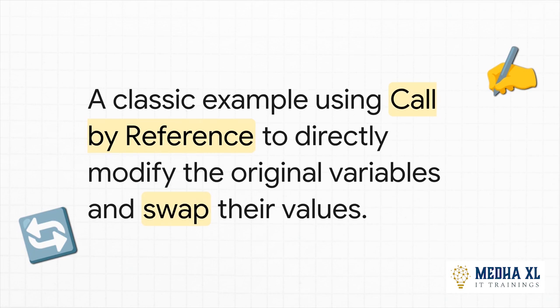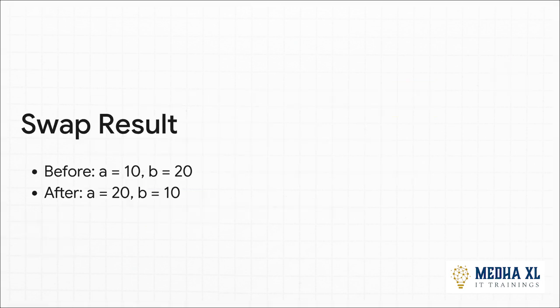Next up, a classic programming puzzle. How do you swap the values of two variables? This is the perfect job for a function. And to make this work, we're going to have to use that call by reference method we just talked about, giving the function permission to directly change the original variables. And just look at the payoff. Before we call the function, a is 10 and b is 20. After one single simple function call, they're perfectly swapped. This just goes to show you how a function can hide a bunch of steps behind one simple, readable name.